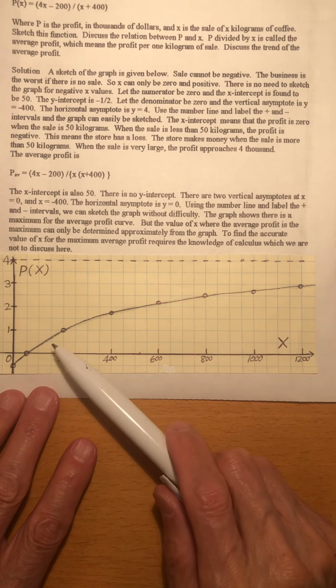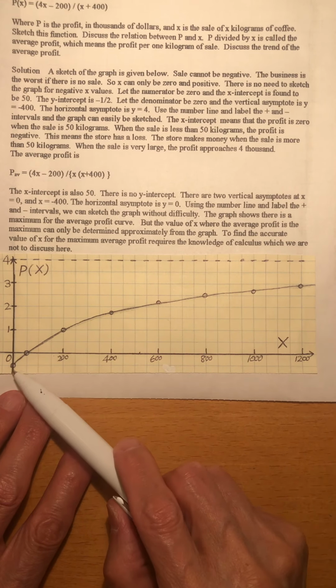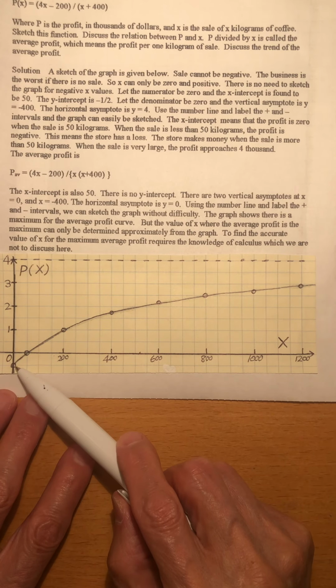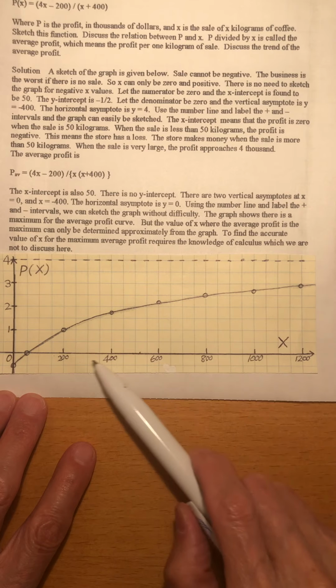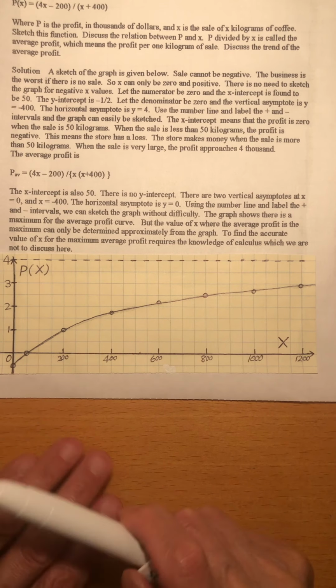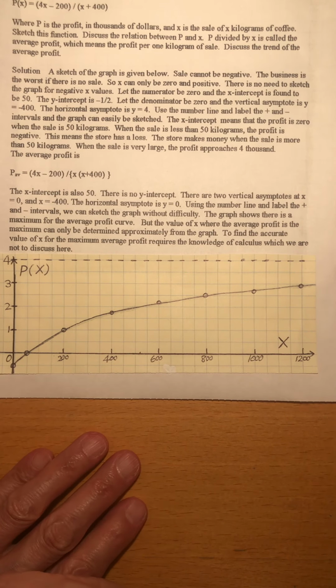I forgot to mention that for the profit function, you also graph this only for the positive x-axis, because the sales has to be positive. There is no negative sales.